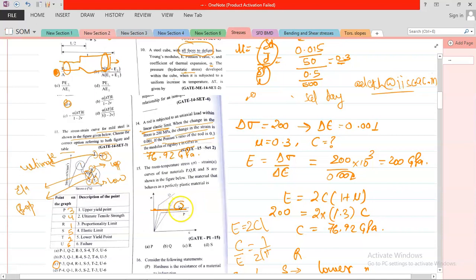Now your option, let me see. The graph S is correct. So that graph S is D in the options. Now name the other portions. What are the other portions? So your R graph is perfectly elastic. Your Q graph is elastoplastic with strain hardening. Okay.